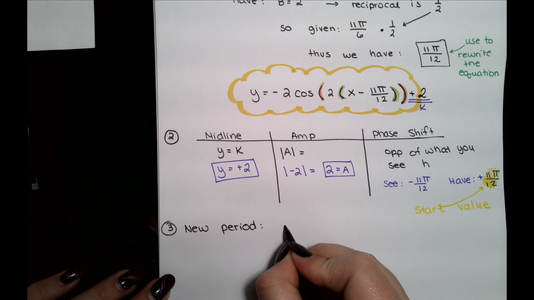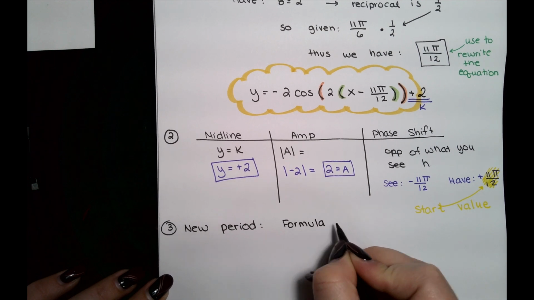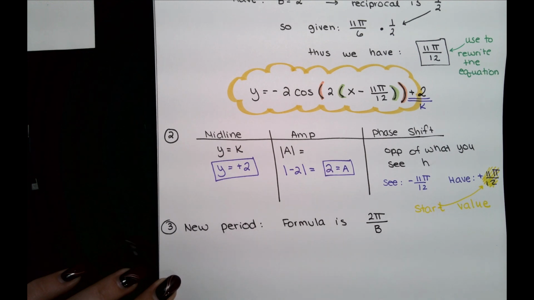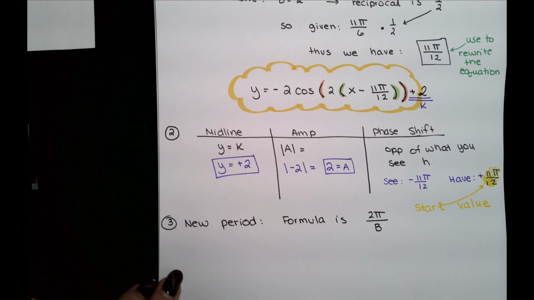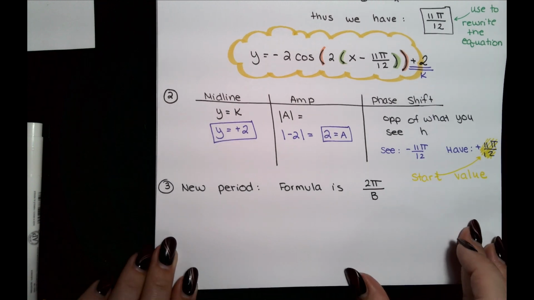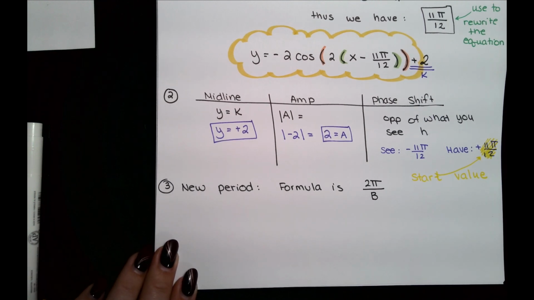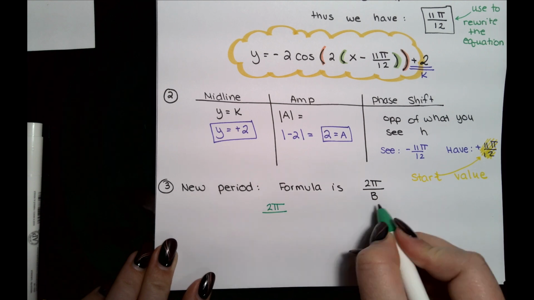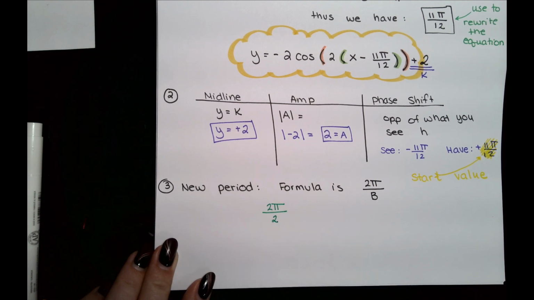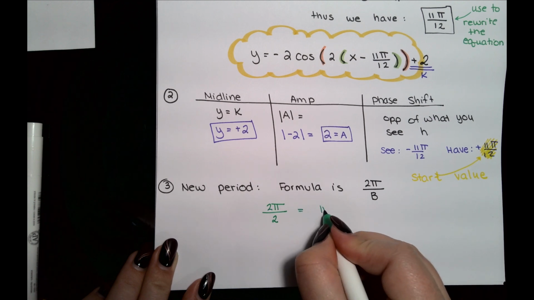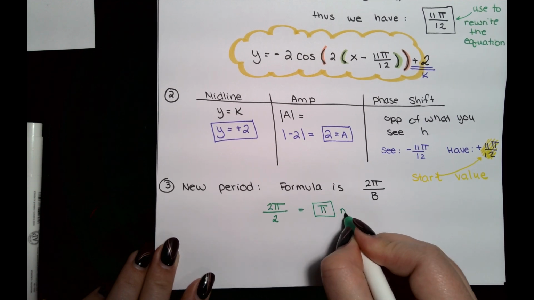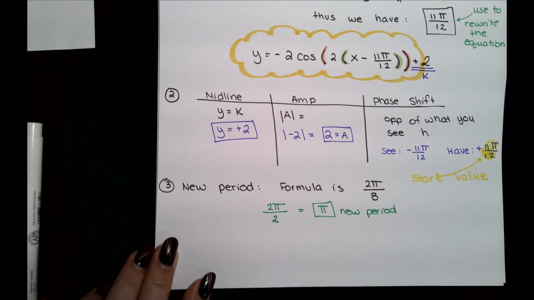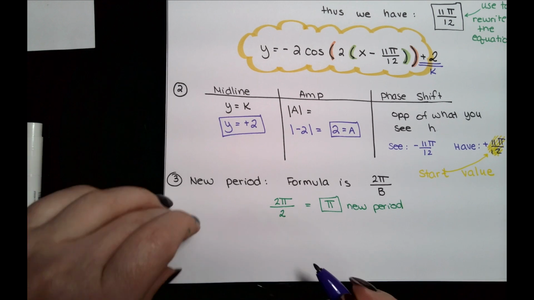Your new period formula is 2 pi over b. It's always 2 pi because originally in the parent function, our period, our one cycle is from 0 to 2 pi, so we use 2 pi. So we have 2 pi over our b value. B value was 2. So that means pi is our new period. Next, we find our end value.